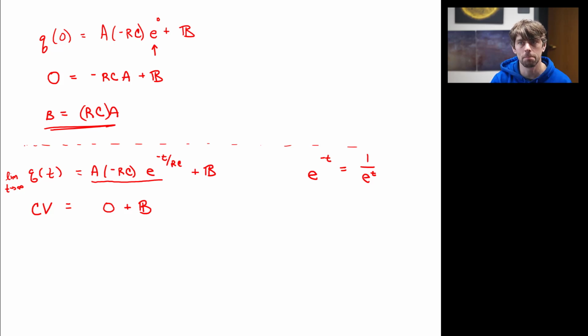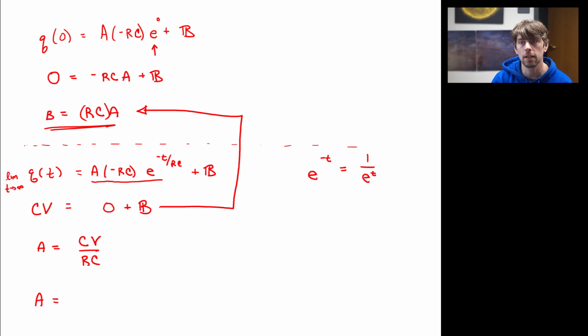But we still have to back substitute now. And if this is equal to B, that means that A is equal to CV over RC. And you say, oh, goody, goody. Right, we're taking this result and substituting it back into here. That means that our constant A is just equal to V divided by R.